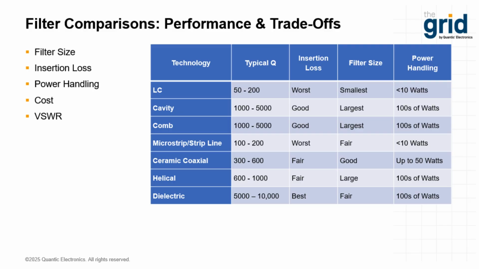As you can see, cavity filters can approach quality factors of 5,000. So can comb filters. Microstrip and strip line filters are fairly low. Ceramic coaxial resonator filters do a little bit better. Helical filters aren't too bad. And dielectric resonator filters have some of the highest Qs possible, but they have other trade-offs that you have to consider when you design with those.